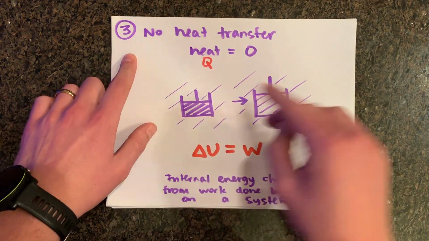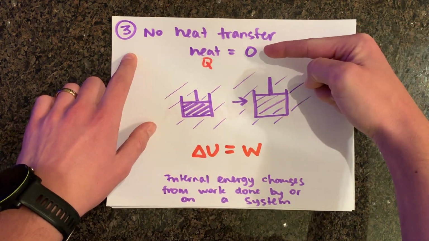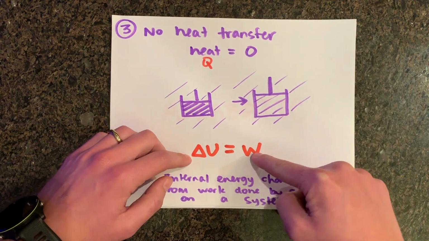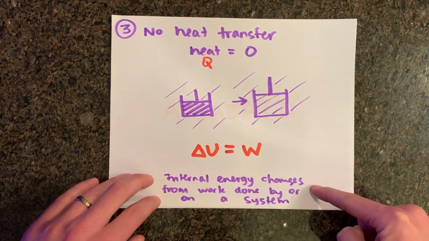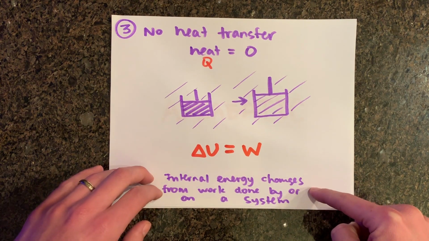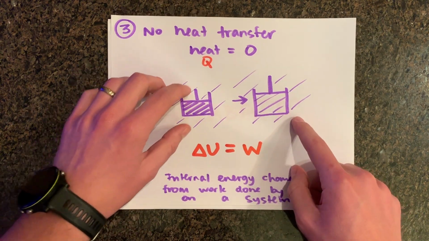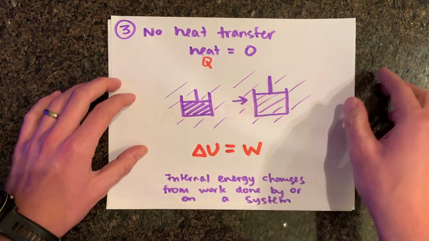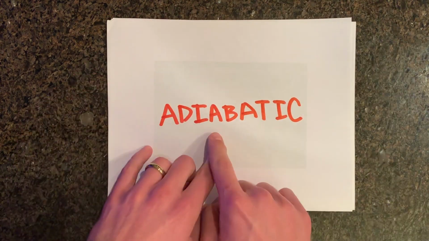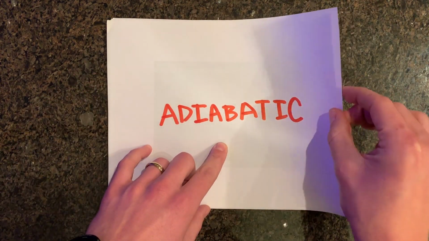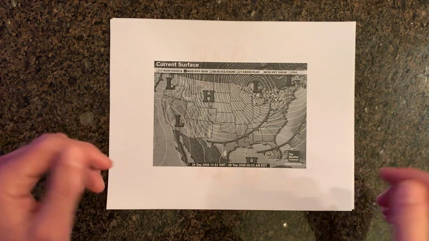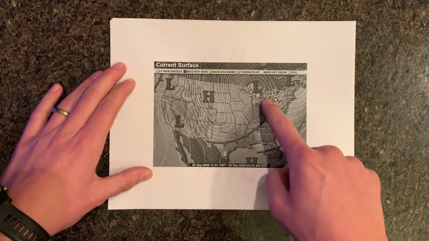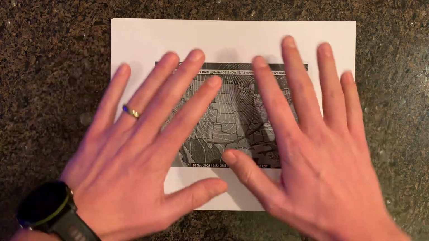If there's no heat transfer, Q will be 0 and delta U will be equal to W. This means that the internal energy of the system changes as a result of doing work on its surroundings or the surroundings doing work upon the system. Such a process will be called an adiabatic process, meaning no heat transfer. We can see this in certain processes in Earth's atmosphere, such as when masses of air change position due to pressure differences.